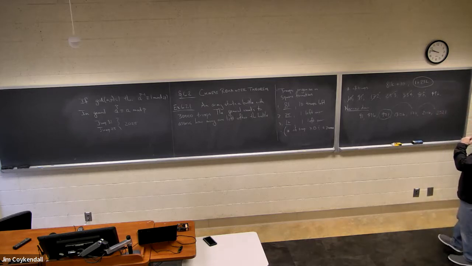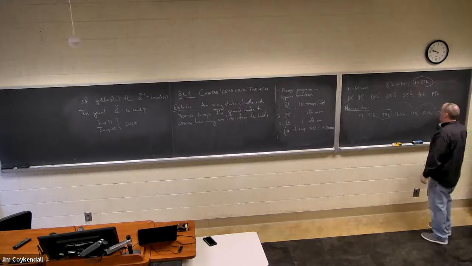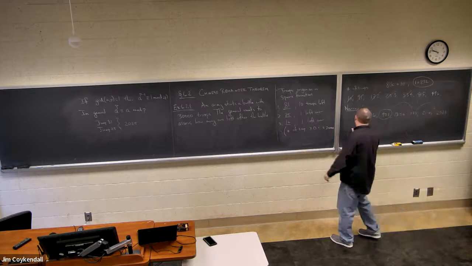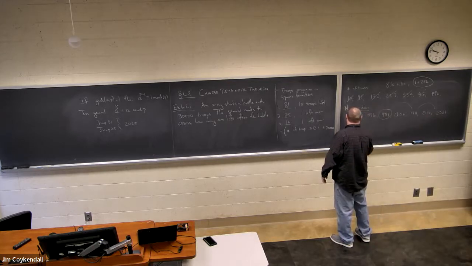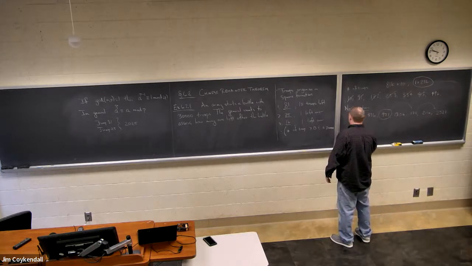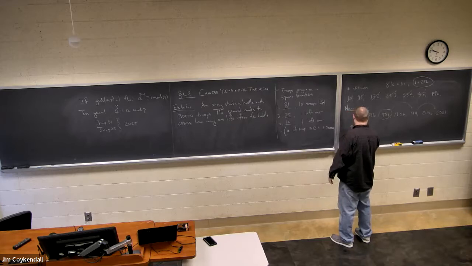Right, so that should be... Oh, no, I did it right. So the next jump is, here are our possibilities that incorporate them all. 901. I jump by 2025, I get 2926.